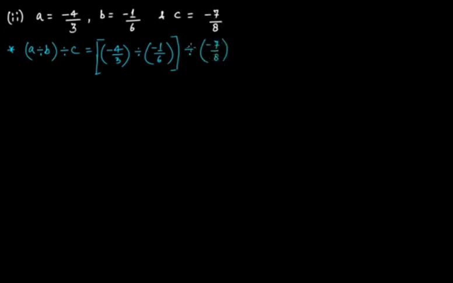Whenever we deal with negative rational numbers, it's always good to put them within a bracket, right? So that we don't get confused or we don't ignore this negative sign. So this is minus 4 over 3. Invert and multiply because this is division, so this becomes, now this is minus 1 over 6.